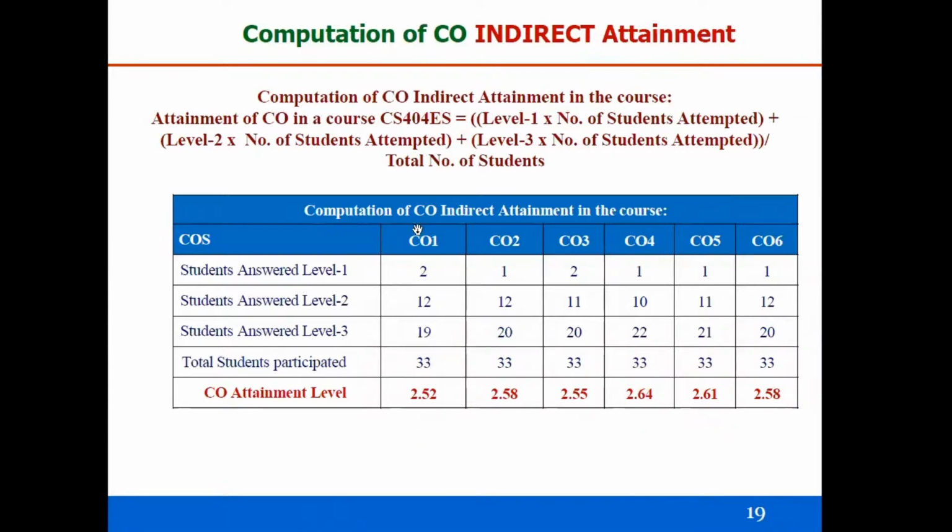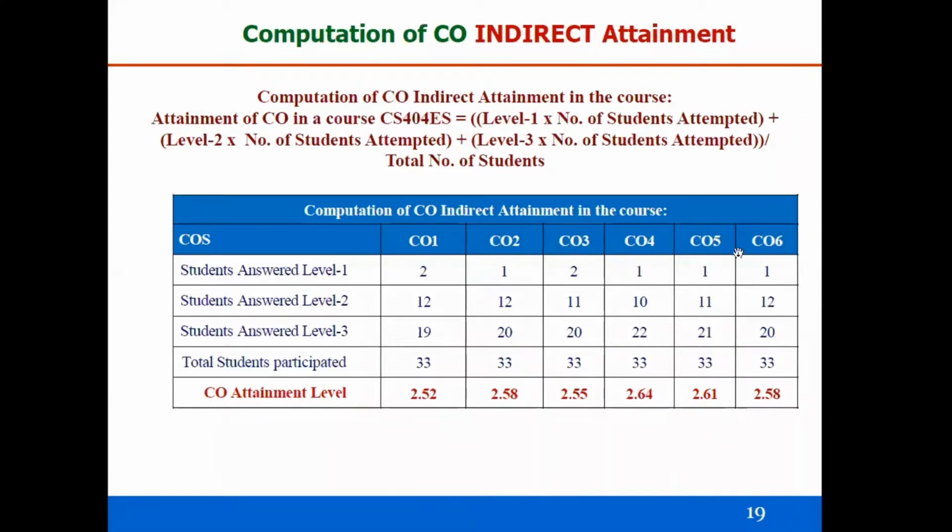Now you can see here there are a total of 6 COs. Now students who answered level 1 with CO1: the number of students who attempted level 1 is 2 students. Then CO2 with level 1, only 1 student attempted. Then CO3 with level 1, 2 students attempted. CO4 with level 1, only 1 student attempted.